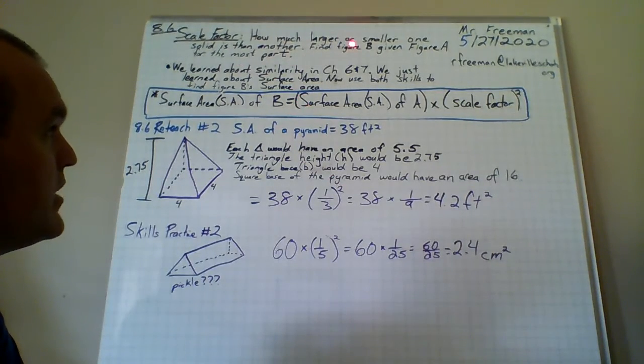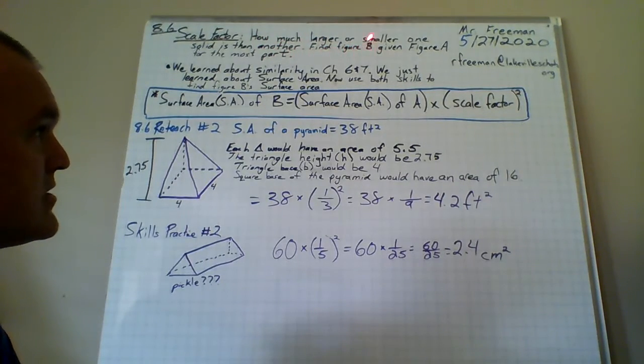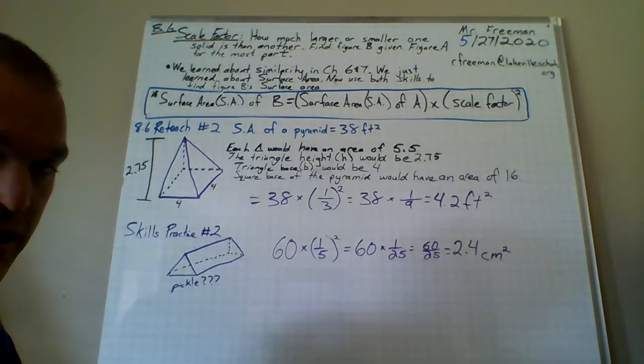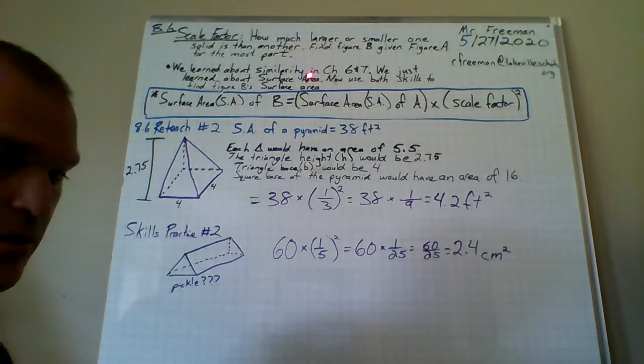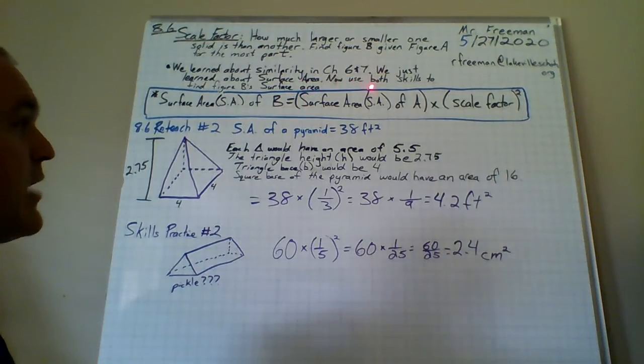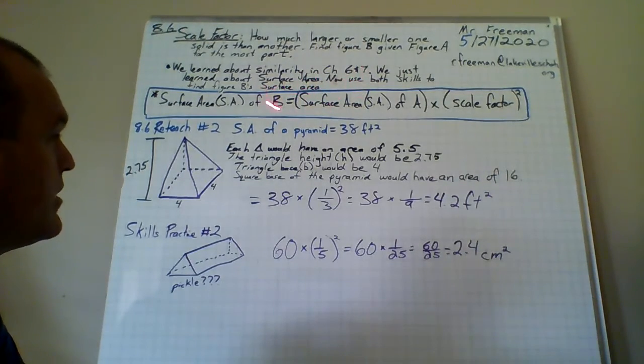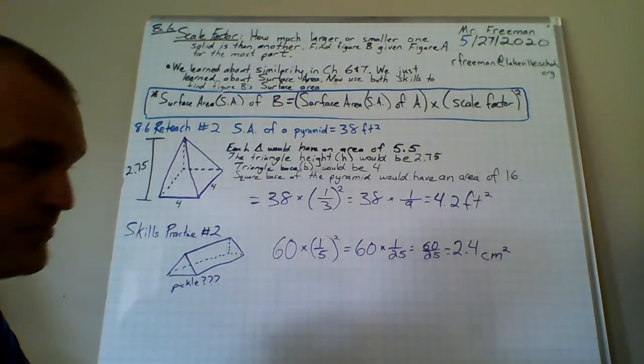Scale factor is something that you should hopefully remember. All of chapter 6 and 7 had scale factor and similar figures in it. Here it's how much larger or smaller one solid is than another. You find figure B in this section given a figure A, their surface area. We learned about similarity in 6 and 7, and we just learned about surface area over the course of the last couple sections. So now we're going to put both of those things together to do this new section.